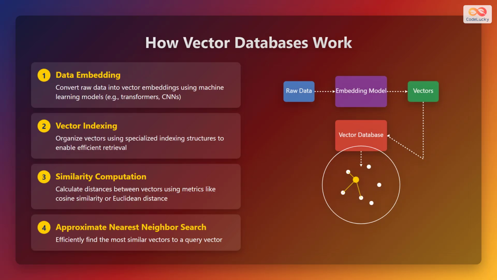Let's look at how vector databases work. The first step is data embedding, where raw data is converted into vector embeddings using machine learning models, for example, transformers and convolutional neural networks. Next is vector indexing, which is organizing vectors using specialized indexing structures to enable efficient retrieval. Then similarity computation takes place, calculating distances between vectors using metrics like cosine similarity or Euclidean distance. The final step is approximate nearest neighbor search, which efficiently finds the most similar vectors to a query vector.